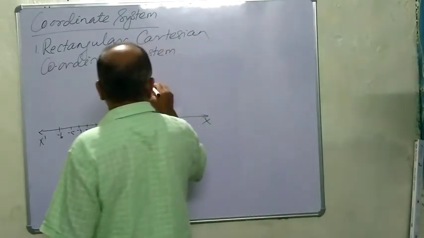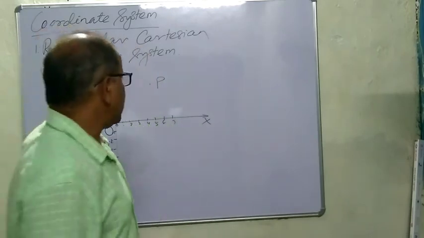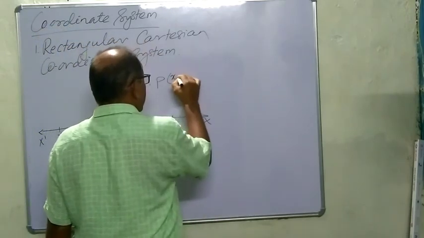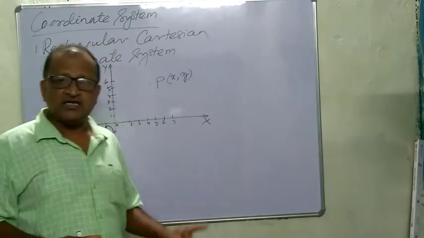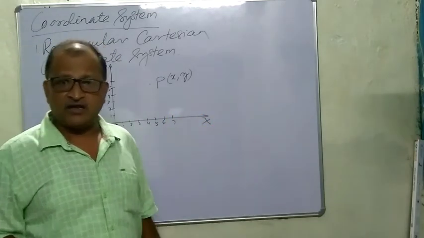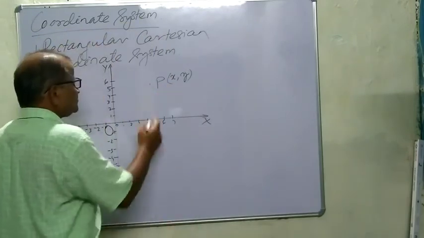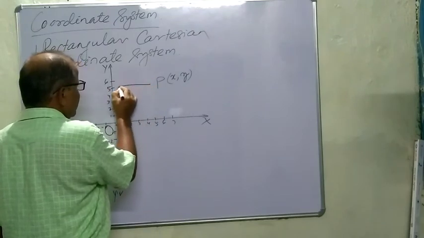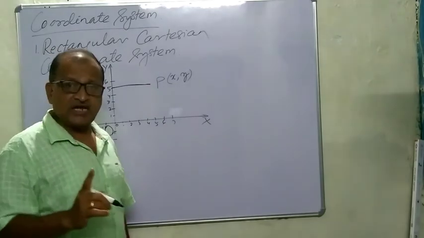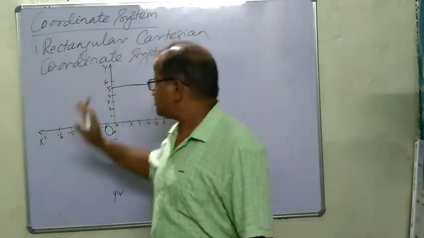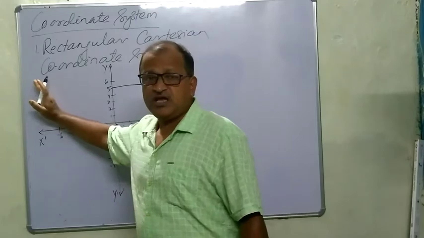Suppose here is a point. What will be its coordinates? Its coordinates, or its position, are represented by an ordered pair, x, y. What is x? x is the distance of the point from the y-axis, which is taken as positive if the point is to the right of the y-axis, and negative if it is to the left of the y-axis.